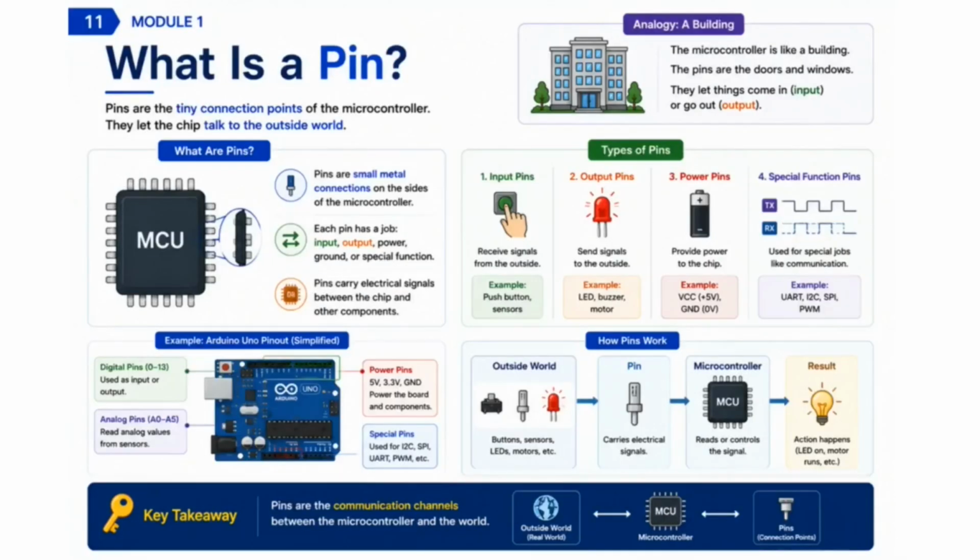What is a pin? They are small metal connections visible on the sides of a microcontroller. Each pin has a specific job assigned to it. Some pins are dedicated to provide power to the CPU. You get 5-volt, 3.3-volt, and ground pins.